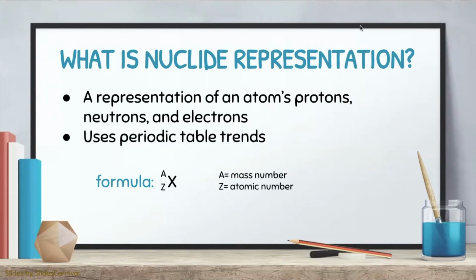Okay, so basically, nuclide representation is just a fancy way of organizing general information about an element, like the protons, neutrons, and electrons. The formula is this little AZX thing, where A is the mass number, Z is the atomic number, and X is the element.